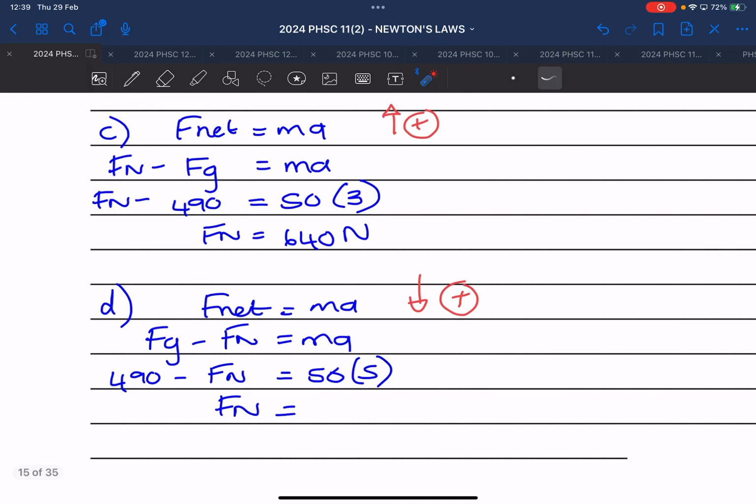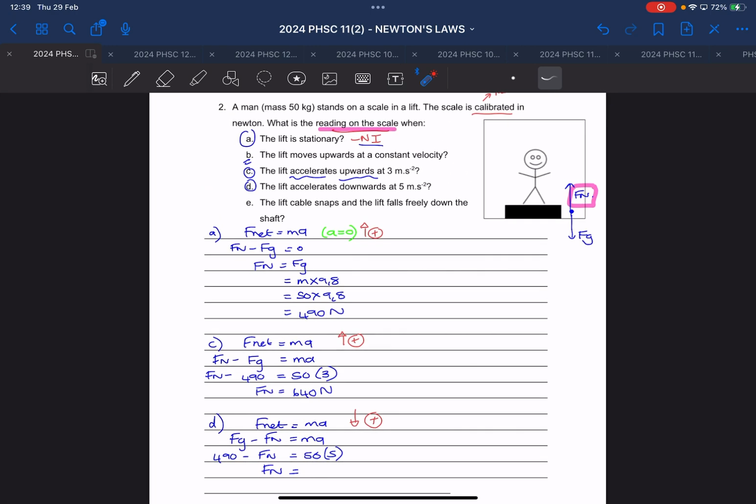Because this is a different situation. I want to know what is the reading on the scale when it accelerates upwards, when it accelerates downwards. So it will be different readings. So each time we want to calculate Fn.